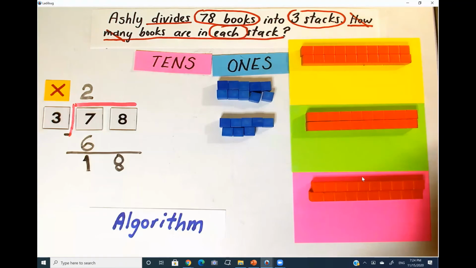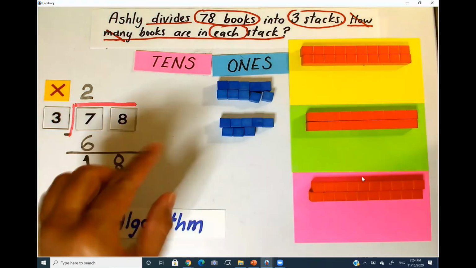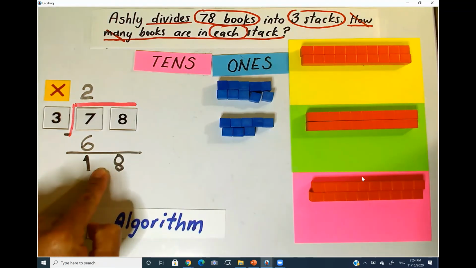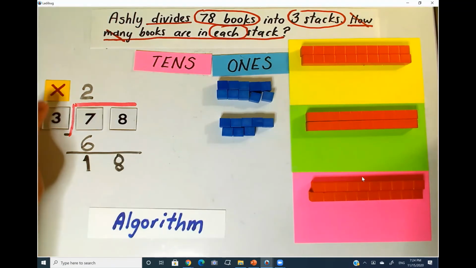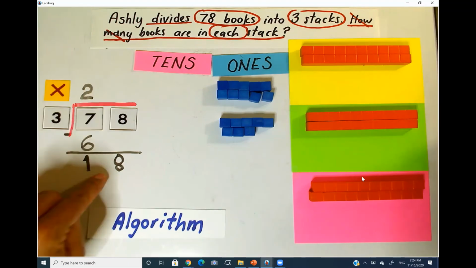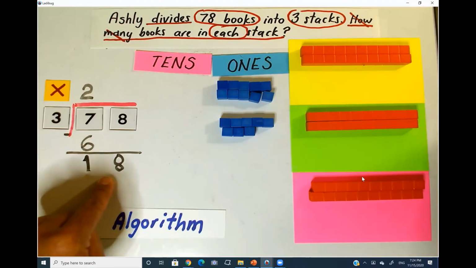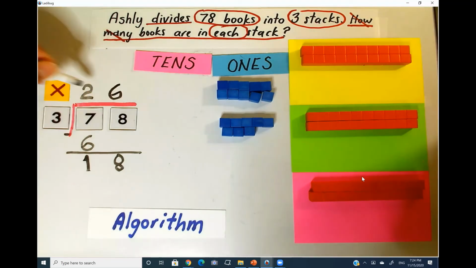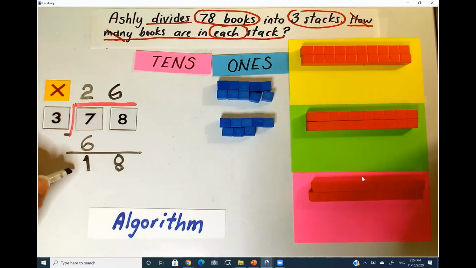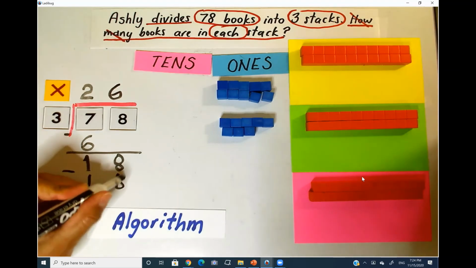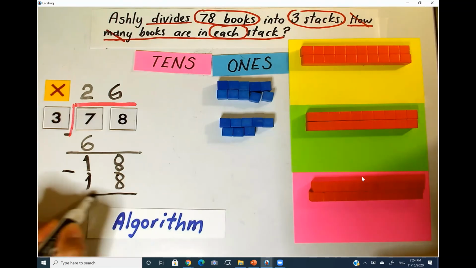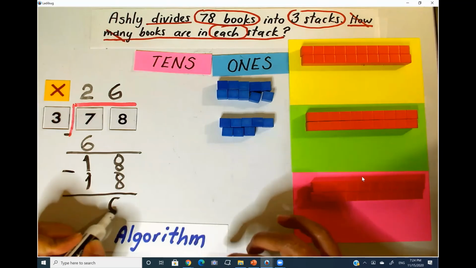So let's do that. I'm going to start distributing, and I know that the product is going to be 18. 3 times a number is going to be 18. And because I know my multiplication tables, I know it's going to be 6, because 6 times 3 is 18. So I multiply, and I put 6 times 3 is 18. That means I'm going to give away 18, and when I subtract, I'm going to have 0 left. Let's see if it's true.